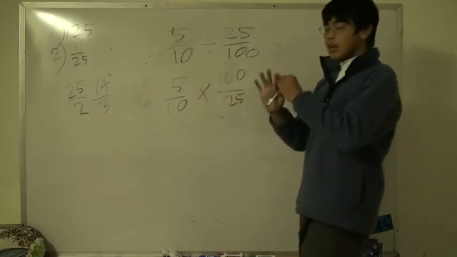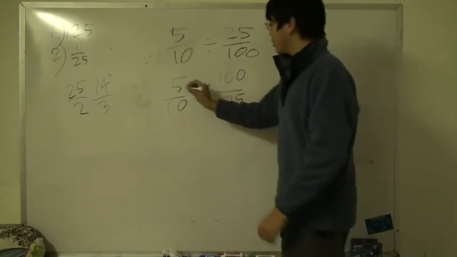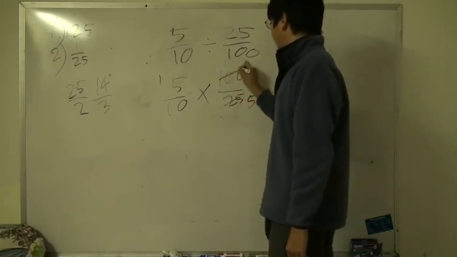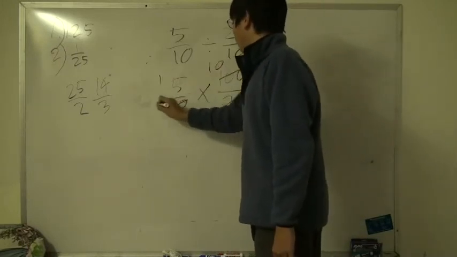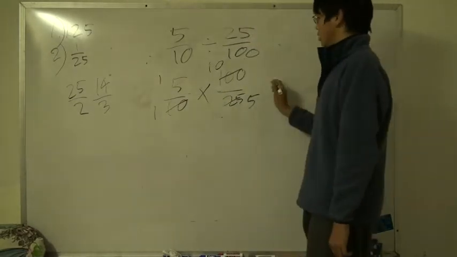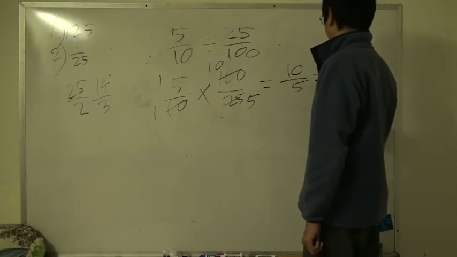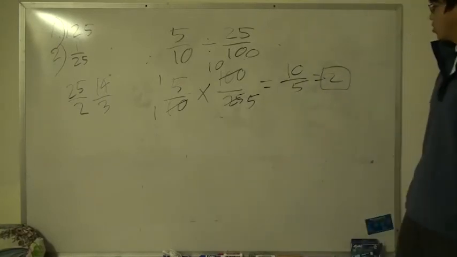And we can simplify diagonally, so 1 and 5, and then 10 and 1. So it'll be 10 over 5 equals 2. So number 4 would be 2.